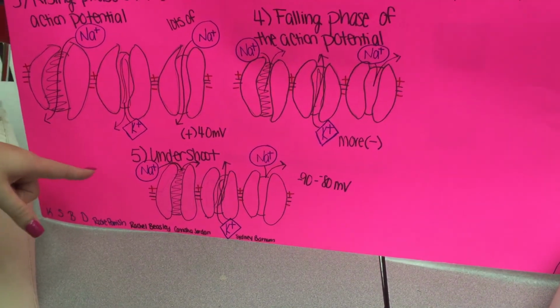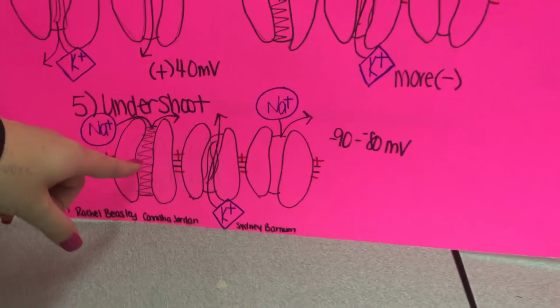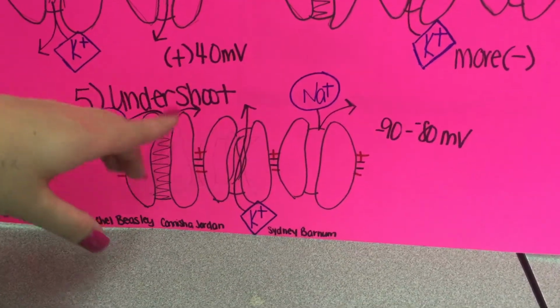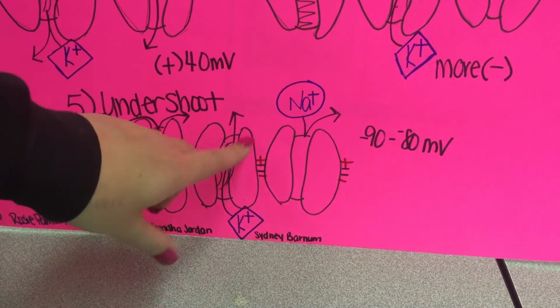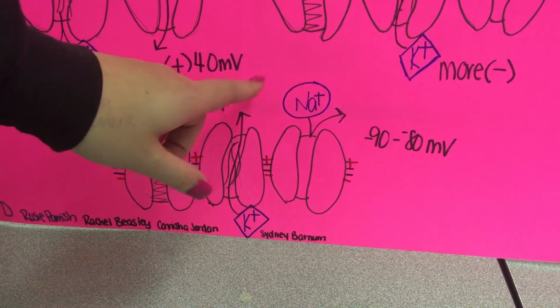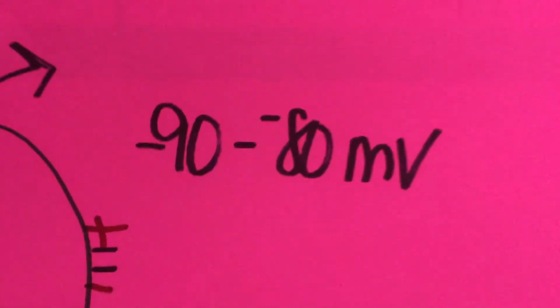And the fifth stage is the undershoot, which is when sodium goes into the sodium channel and then comes back out of the membrane, and then potassium comes out of the membrane into the potassium channel, and then it makes it negative 90 to negative 80 millivolts.